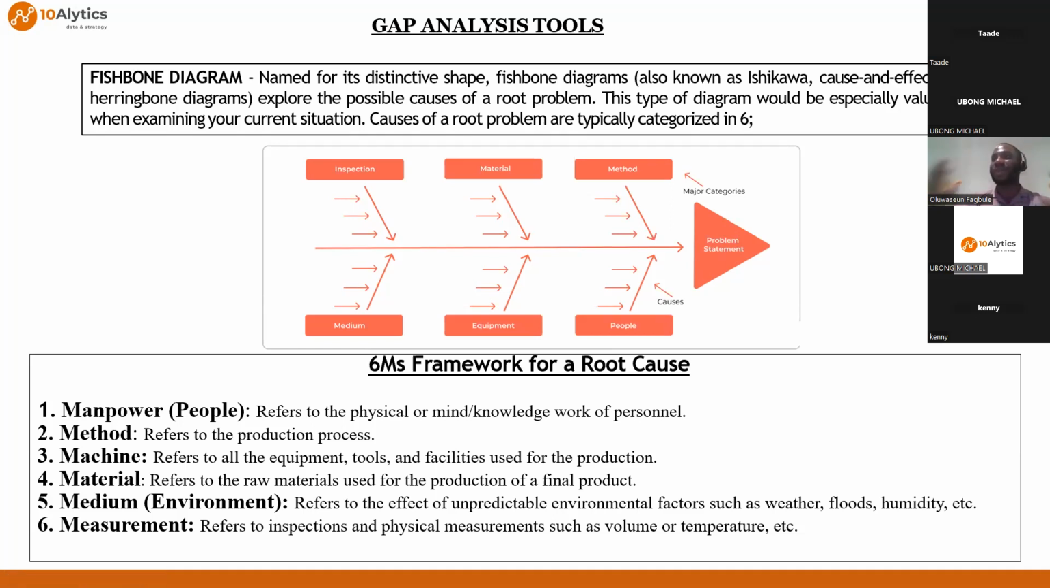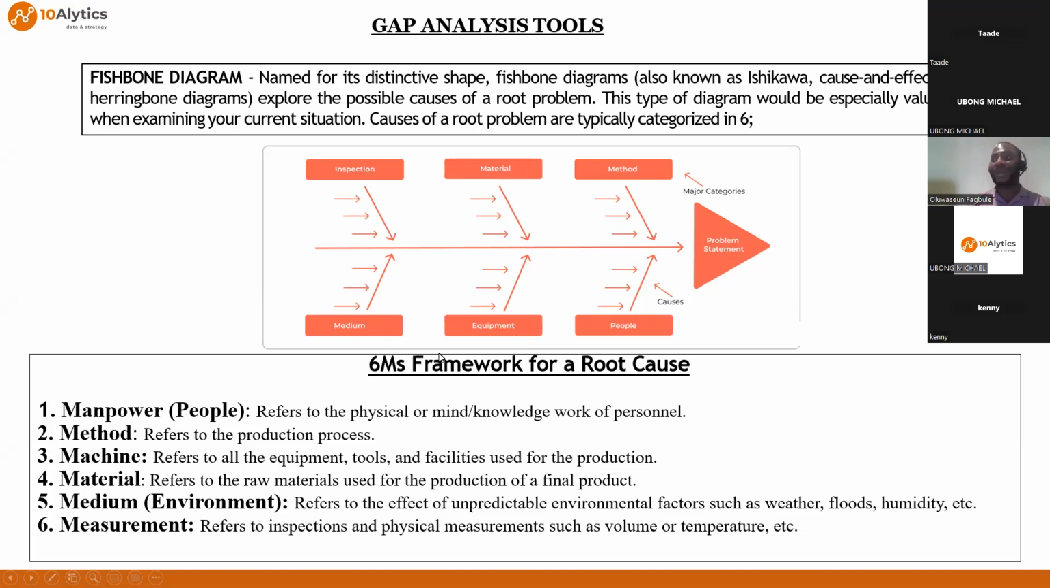Okay, you can see that the company is not making as much money as they want to make. Customers are frustrated when they call into customer care. We're having a decline in customers. That is what you can see. That is the problem. That is the effect that you're having. But what are the causes, right? What are the things causing that effect? What are the things causing customer decline? What are the things causing a decrease in revenue, right? And that's why we have the 6 M's, right? Which are inspection, material, method, people, equipment, and medium, right?